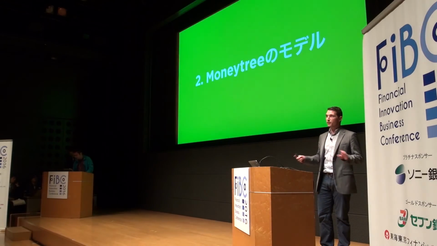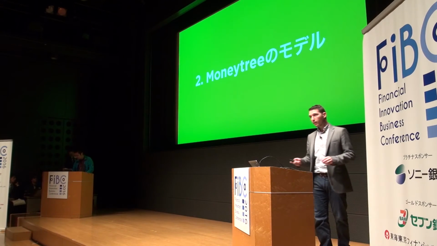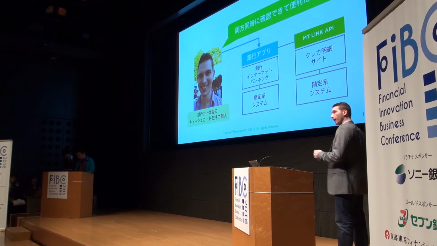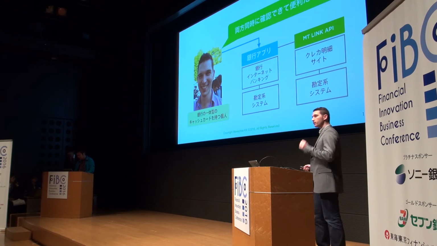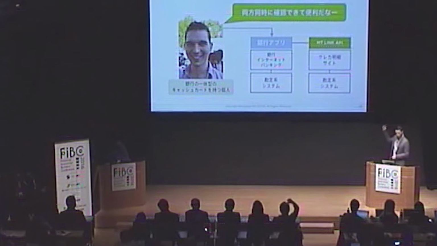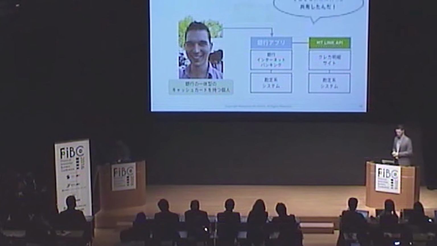But this model is actually not Moneytree's model. The model I'm going to tell you now is what we like. We think that the bank should be using MT-Link to provide services to the customer in their own app. The bank owns a trust relationship with the customer about their money, and we think that's very important. So in this case, we would bring over the credit card data, which they could see inside the app, and the consumer's thinking, wow, that's really convenient. I can solve the problem.